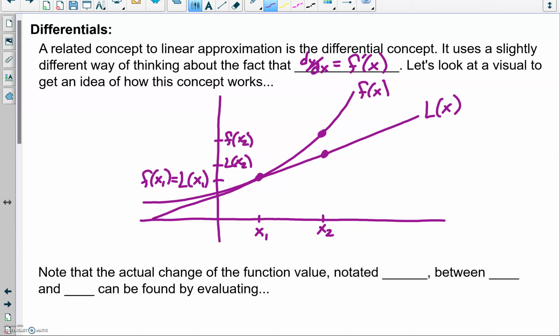So we can see that there is a difference between the linear approximation value and the true function value. And let's start putting that into terms of some notation. For x1 to x2, in between these two there's a certain change in the x, and the true change in the x is delta x. That's the notation they use. A little triangle, delta, stands for change in.